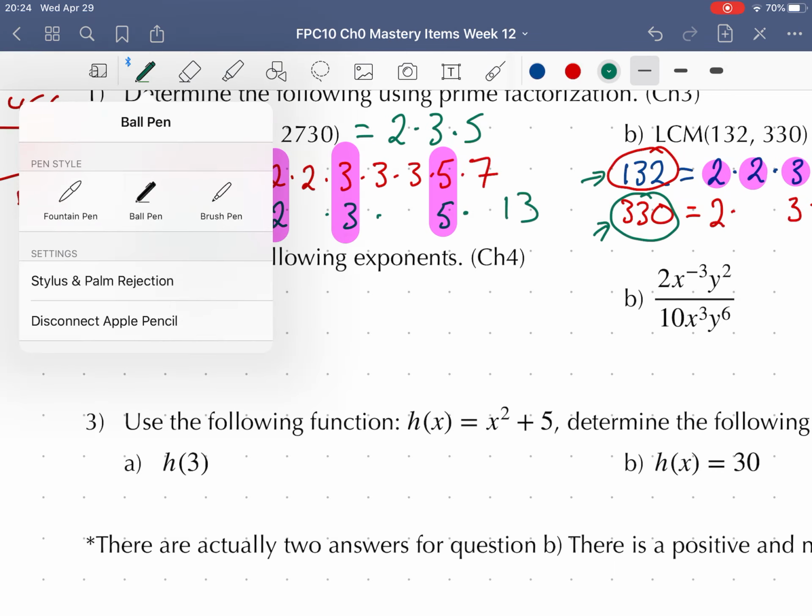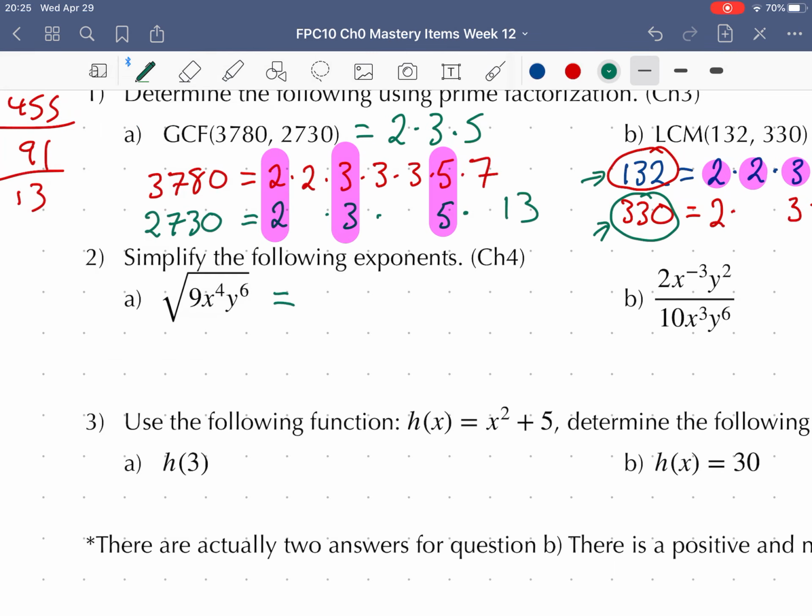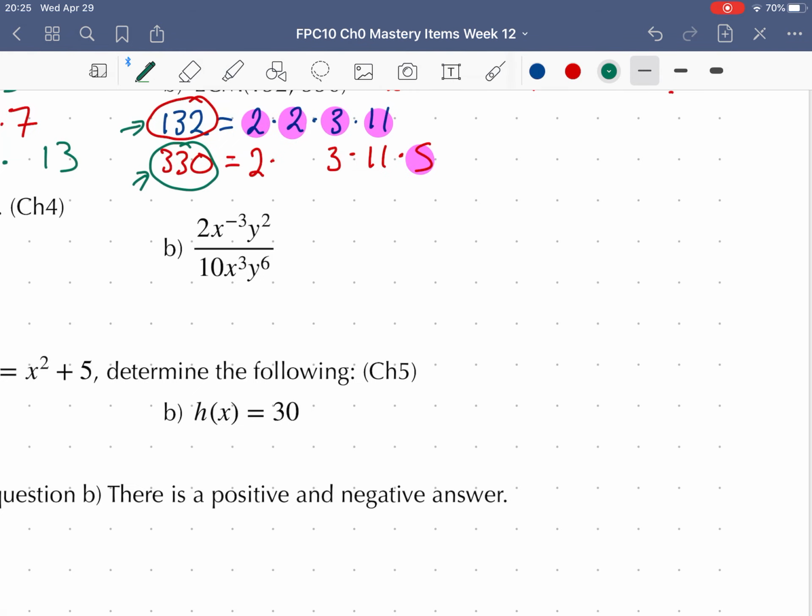Simplify the following exponents. So we've got the square root of 9 x to the 4th y to the 6th. Now we can just square root each one of these terms individually because it's all multiplication underneath the square root sign. So the square root of 9 is 3. The square root of x to the 4th, when we square root, we cut the exponents in half, so it's going to be x squared. And y to the 6th is going to be y cubed. When we square root a variable with an exponent, we cut the exponent in half.